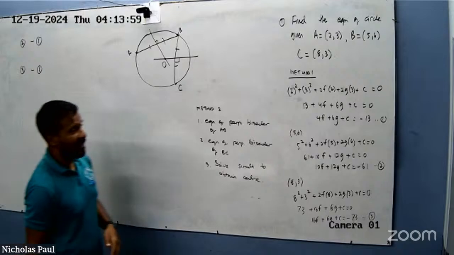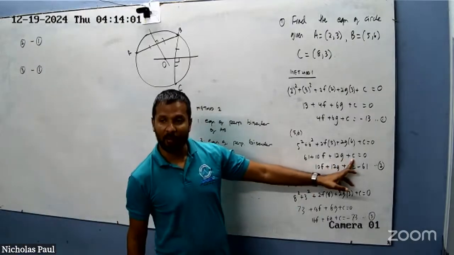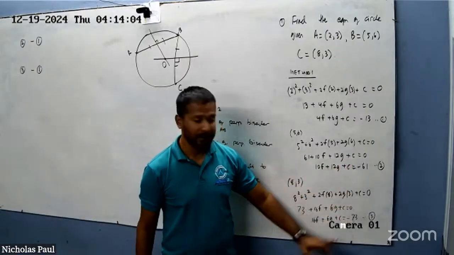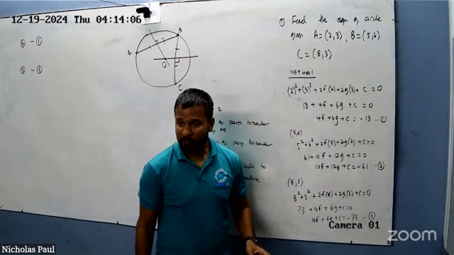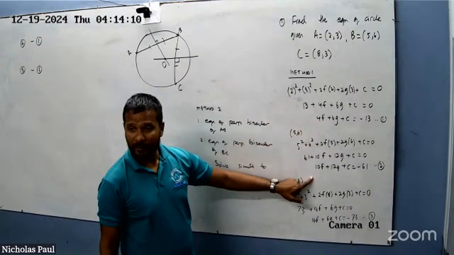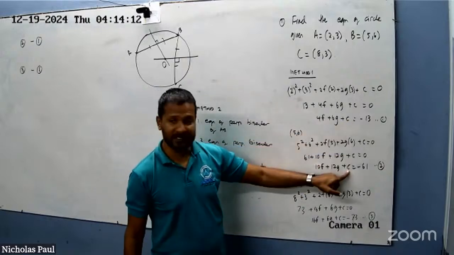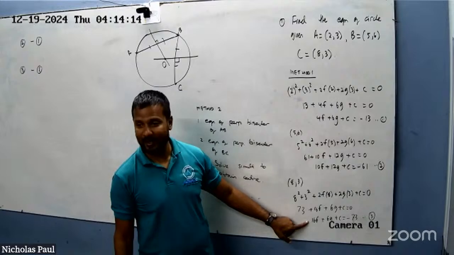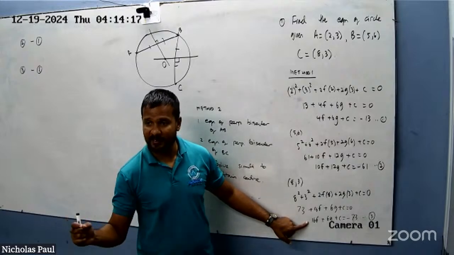Or, Keshav, we can make c the subject of the formula and then substitute here and here. Any way you want. But instead, I am just subtracting these 2 equations. I'm subtracting these 2, so I'll get rid of c. I'm subtracting these 2, so I'll get rid of c. And then solve the remaining simultaneous equations.